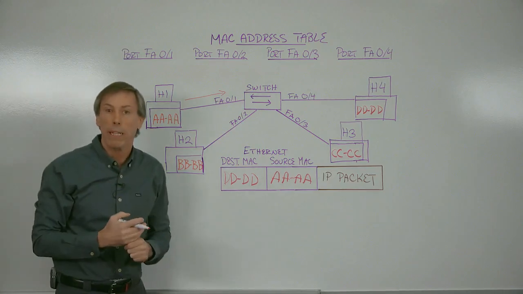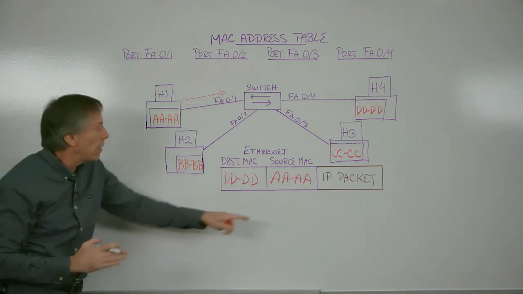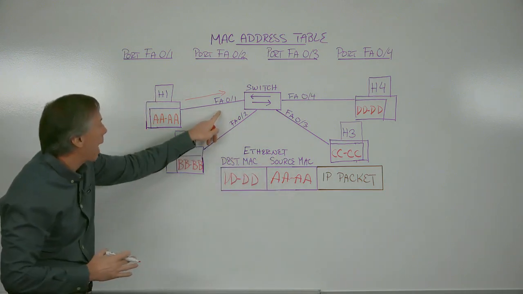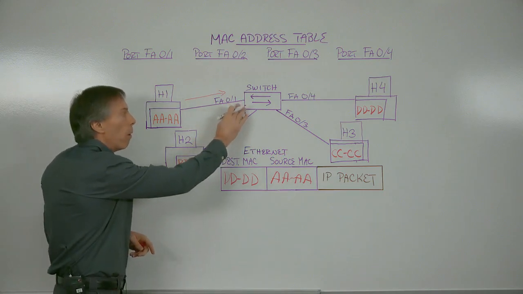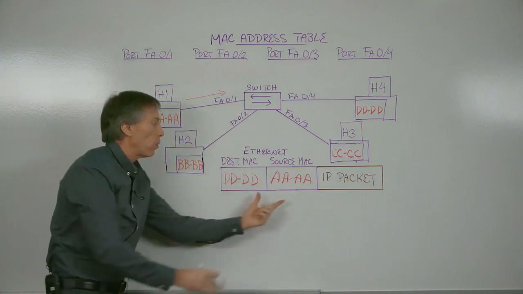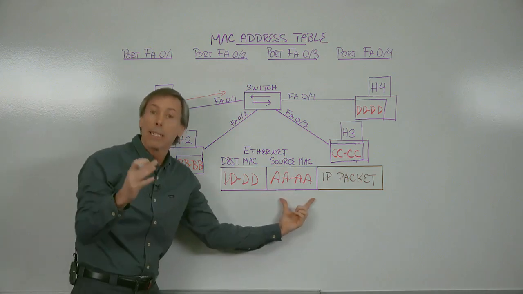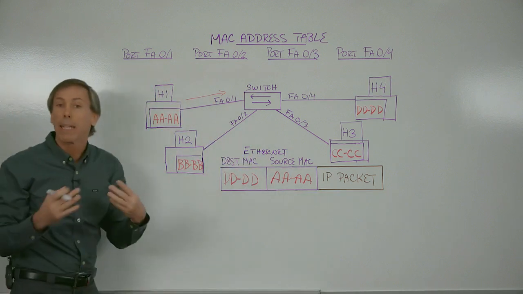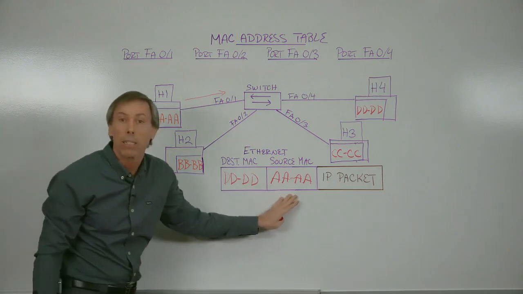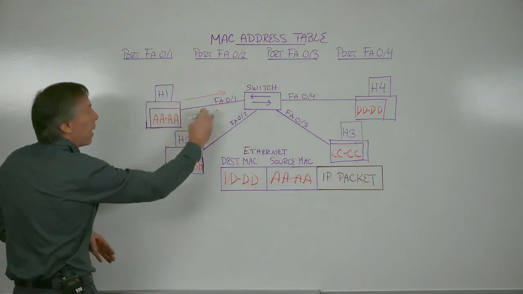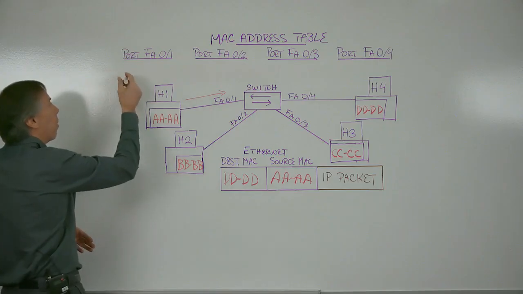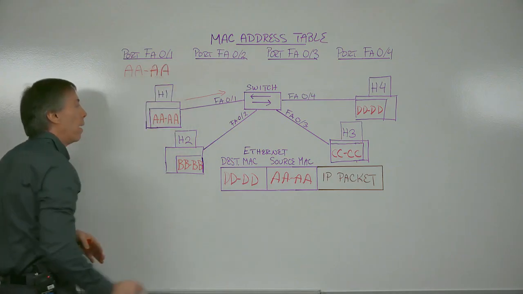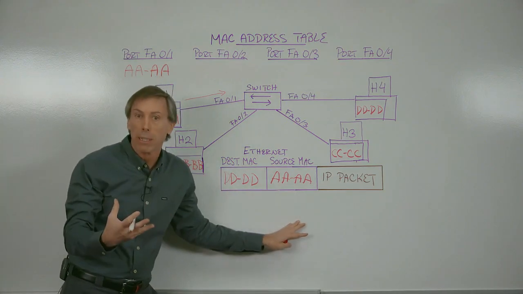When the switch receives any Ethernet frame, the first thing it does is look at the source MAC address and say, have I learned anything? It sees that on its port, Fast Ethernet 01, is the source MAC address AAAA. Does that exist in its table? It says, no, it doesn't. Because it doesn't already exist, it adds this source MAC address to the incoming port, Fast Ethernet 01. So let's put that right there. So that's how the switch builds its table.